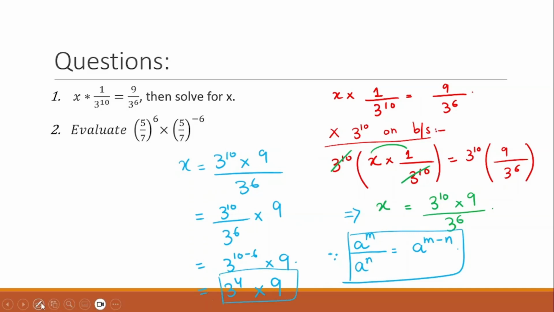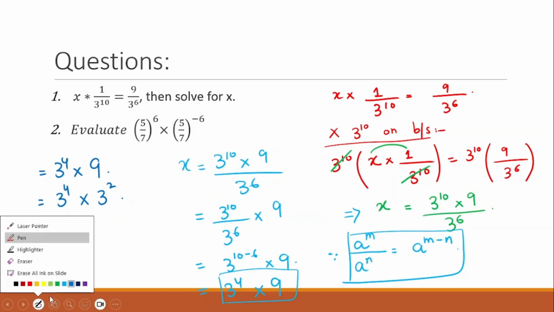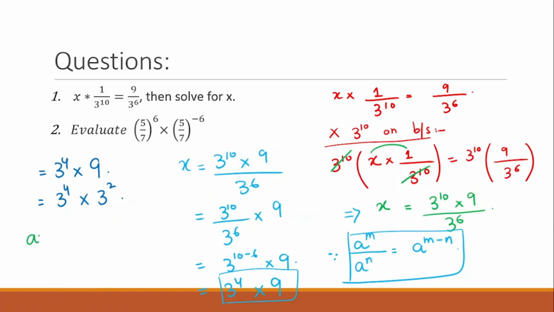We can further simplify this: 3 to the power 4 multiplied by 9. Can I write 9 as 3 to the power 2? Because 3 to the power 2 means 3 multiplied by 3, and 3 multiplied by 3 is 9. So we can write 9 as 3 squared. Now there is a property of exponents which says a to the power m multiplied by a to the power n, where a is any number.